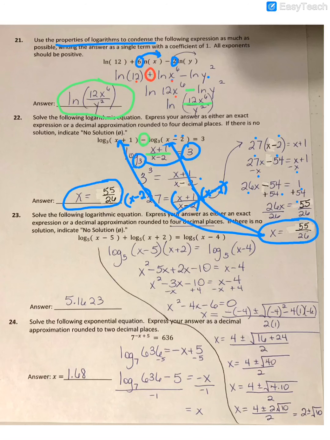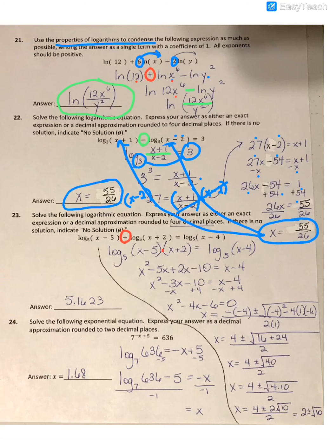Now, the difference in question 23, you'll notice, is that there are logs on all terms. And so still, I'm going to say you start by using your properties to get a single log on each side in this case. Since those logs were added, we put them back together as a product, so you do have to FOIL here.